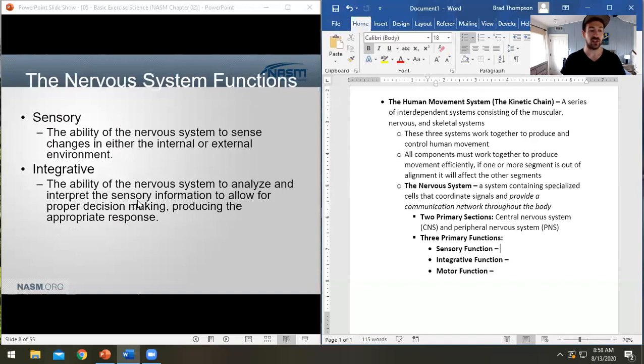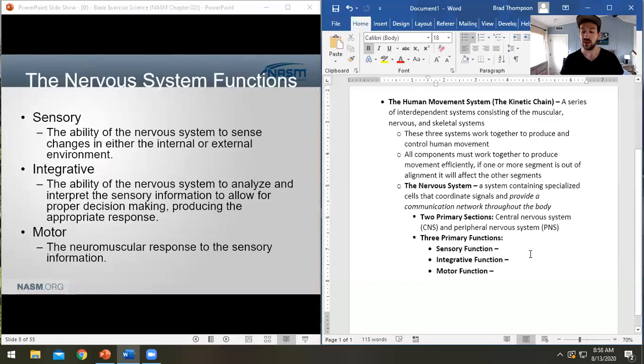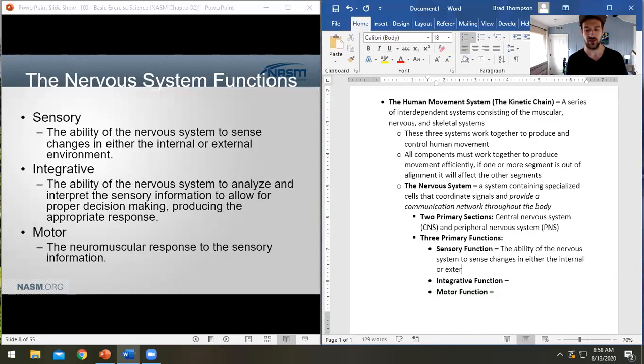So let's go ahead and look at those more in depth here, right? Sensory function by definition, we're going to define as the ability of the nervous system to sense changes in either the internal or external environments. So it's not just your internal environment that this is happening to, right? Some of this sensory stuff you're not even noticing. A lot of it is actually a big part of your autonomic nervous system, that's stuff you don't really have any control over. Sensory information is still coming in related to that as well.